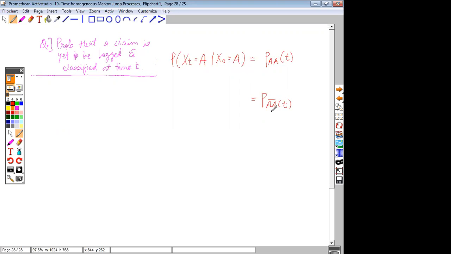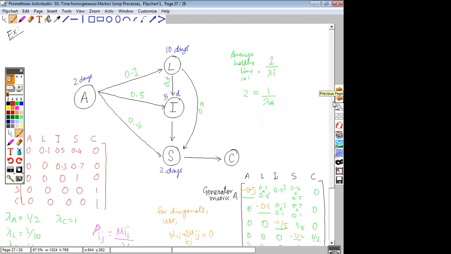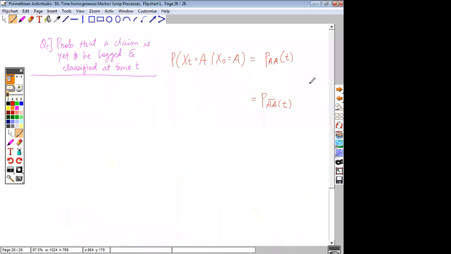Because there isn't any other condition specified, which tells me that I should remain in state A itself. Right? Exactly. So I guess that is good. But again, as Isha rightly figured out, in this particular model there's no way you can go back from L, I, or S to A. So PAAT is just going to be equal to PAA bar T, right?